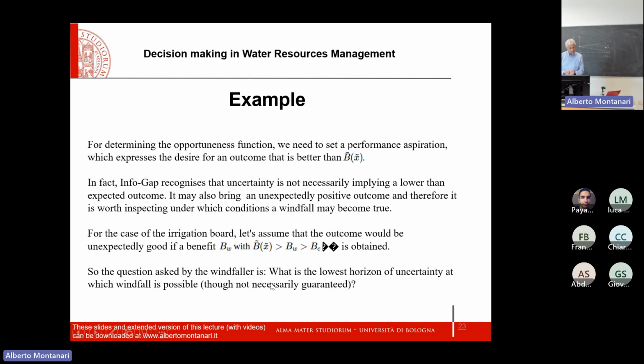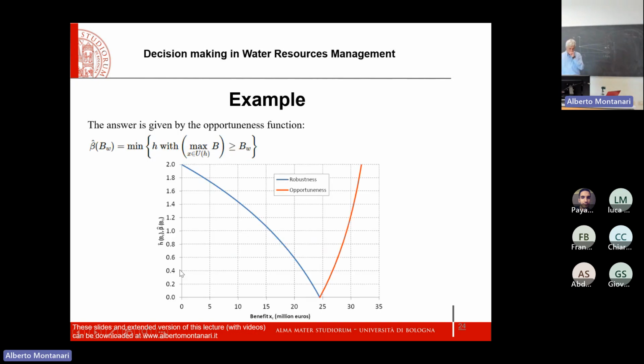Okay, so the question asked by the windfaller, the person looking for the windfall, is: what is the lowest horizon of uncertainty at which which windfall is possible, even if it's not necessarily given? Okay, so this is the question. Now, this is the opportuneness function. This is the mathematical formulation. And if we translate it in graphical terms, it is the red curve.